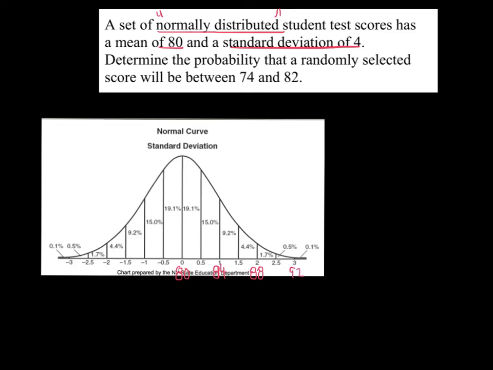That's a good score. On the south side, 1 below would be 76. 2 below would be 72. Whoops, I wrote that backwards. And then 3 standard deviations below would be 68, a score of 68.